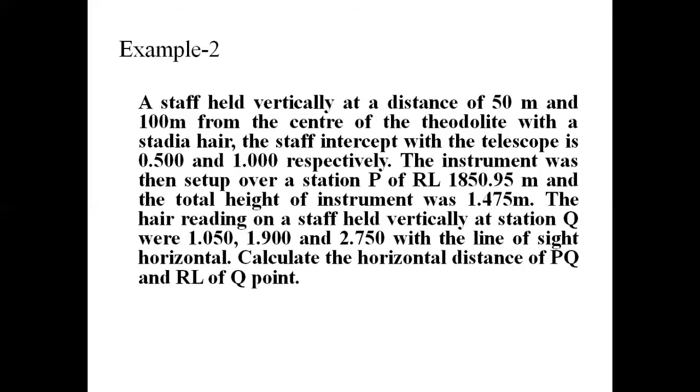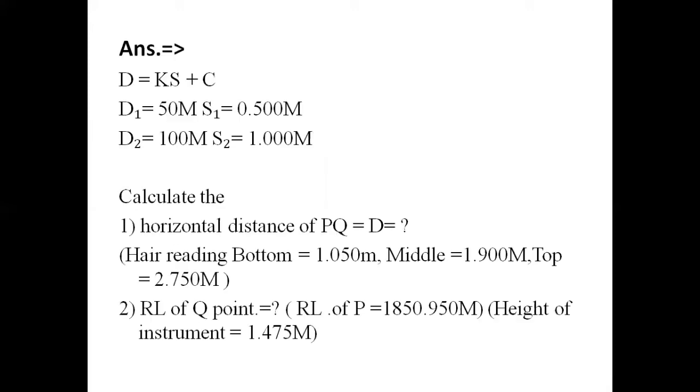According to our numerical, two distances are given. The first distance is 50 meters, which is converted into D1, and the second distance is 100 meters, which is also converted into D2. The staff intercepts are also available, that is 0.5 and 1.000. Therefore, S1 is equal to 0.5 meter and S2 is equal to 1.00 meter respectively. We want to find the horizontal distance of PQ equal to D.